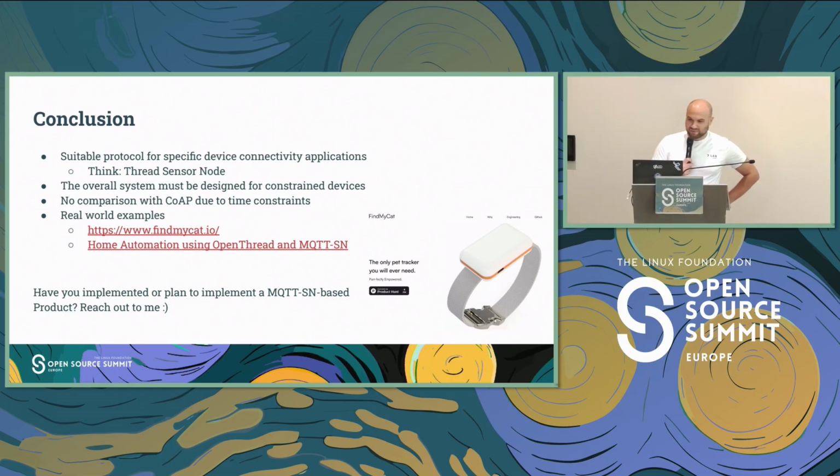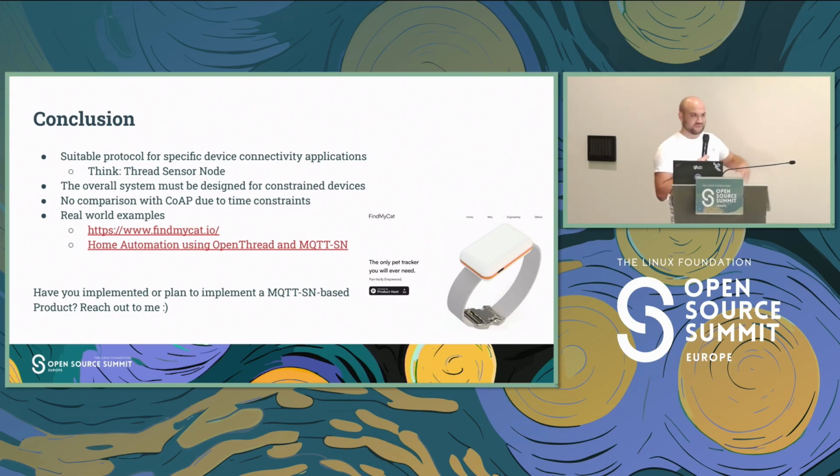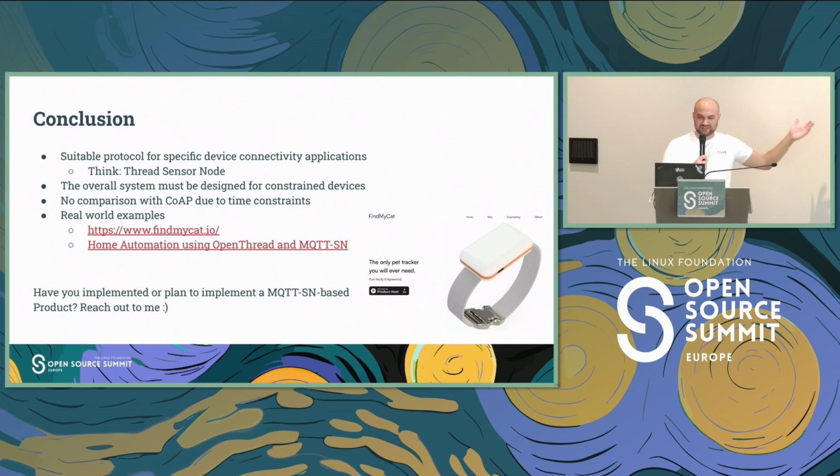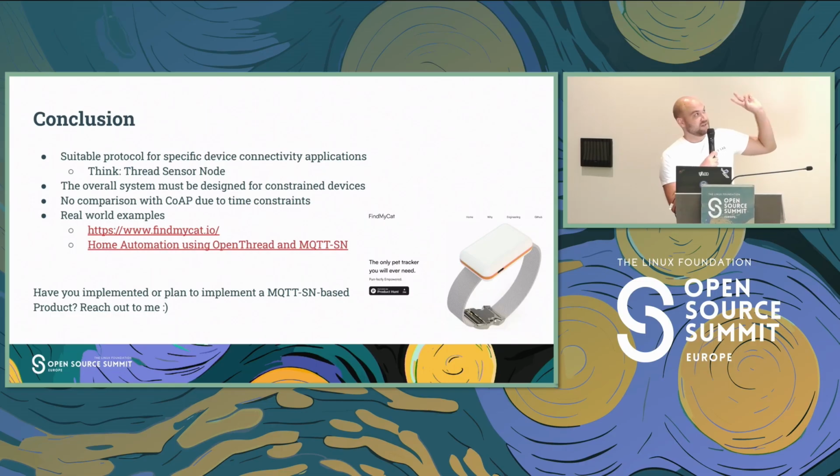You might ask, where do I have use for that? One use case is, for example, if you want to build an OpenThread node, you will find out that doing an MQTT handshake is really, really painful, and MQTT-SN is basically a solution for that. No comparison with CoAP because of time.